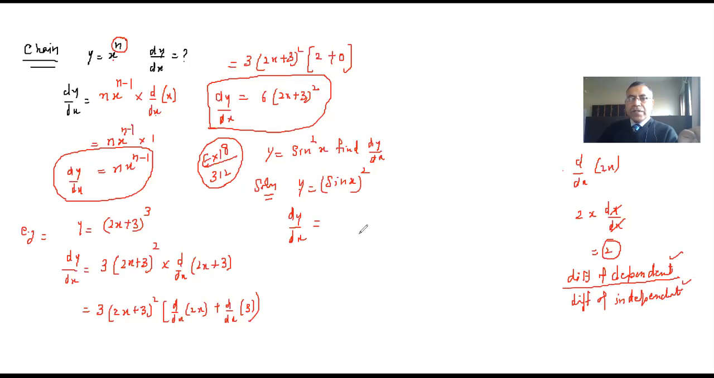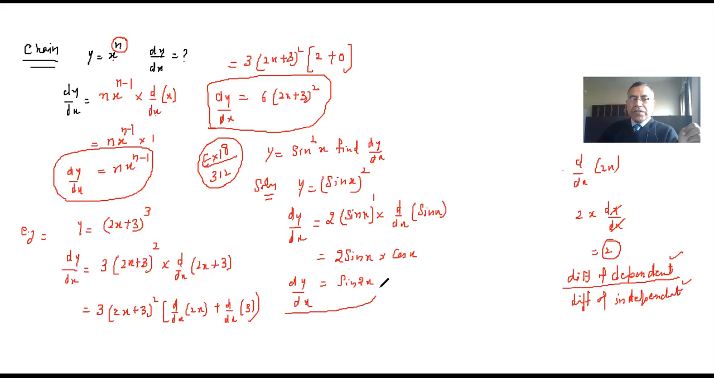Differentiation of dependent with respect to independent. So power comes at front, raised to power 1 is 2. Then differentiation of base. So this is 2 sin x, derivative of sin x, this is cos x. We have already finished. So 2 sin x cos x, I can write it as sin 2x. So dy by dx is equal to sin 2x.